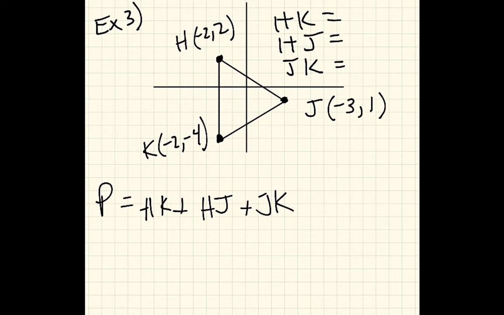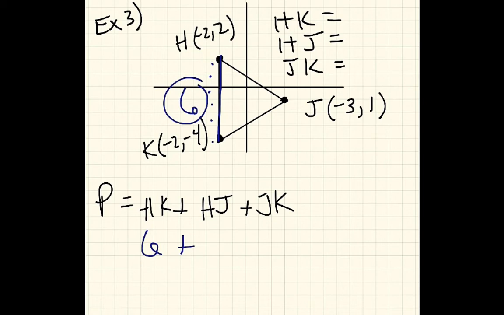To sketch from HK, that's actually a vertical line, so I can just count that. 1, 2, 3, 4, 5, 6. So HK is 6. So I'm going to take 6 plus HJ plus JK for the perimeter.